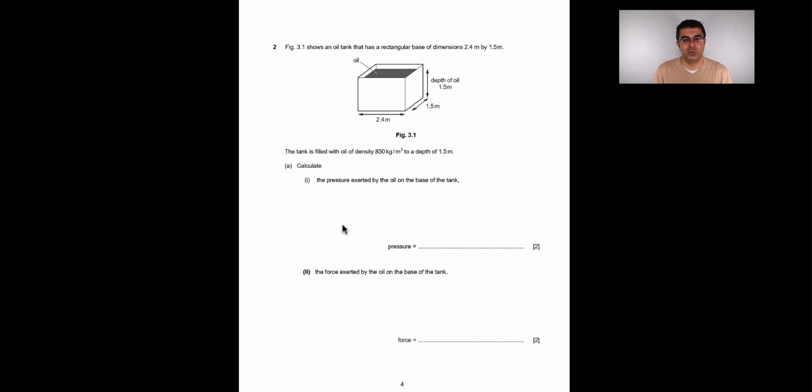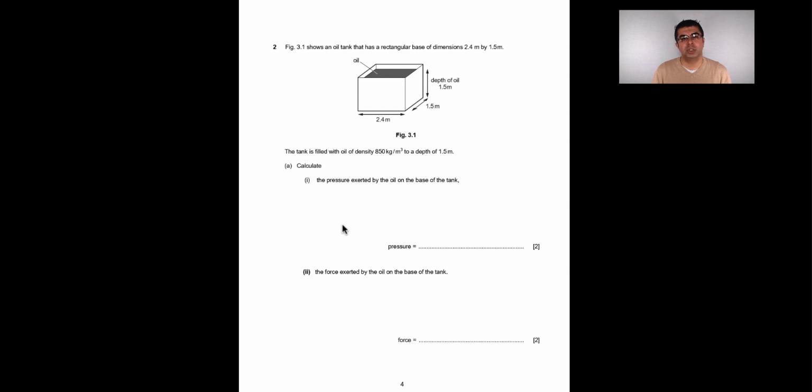Question number 2. Figure 3.1 shows an oil tank that has a rectangular base of dimensions 2.4 meters by 1.5 meters. The tank is filled with oil of density 850 kilograms per meter cubed to a depth of 1.5 meters. Calculate the pressure exerted by the oil on the base of the tank.